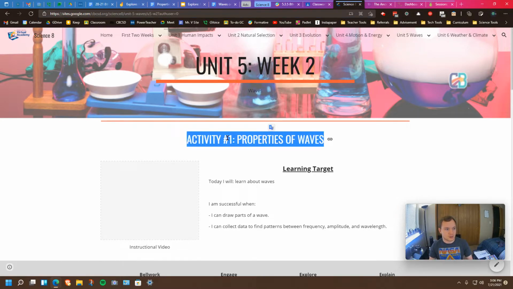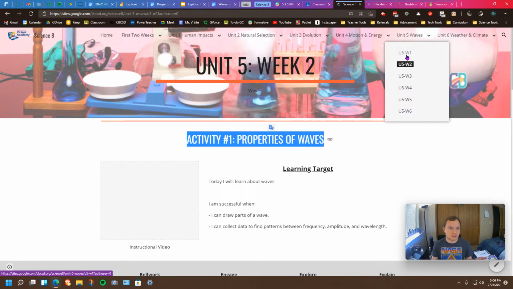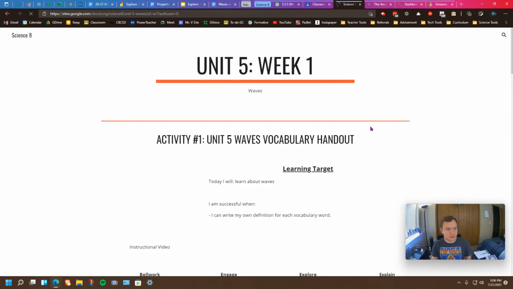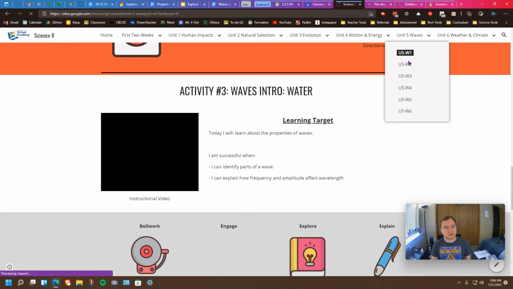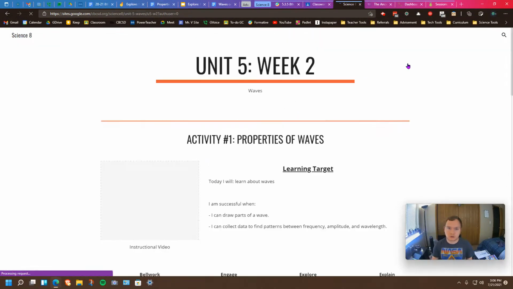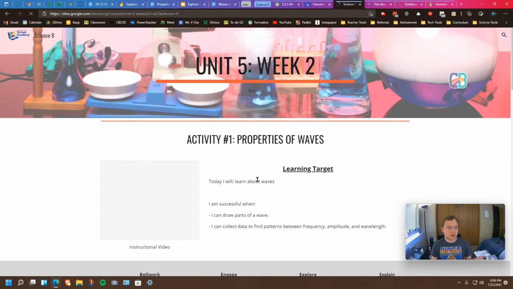This is going to follow the assignment called Properties of Waves. It relates a lot to what we were talking about last week with the, what was it called? I want to say it was FET Intro Water was the name of that last activity. Yeah, Waves Intro Water. I was close. So kind of the goals are still really similar. We're still learning about waves.